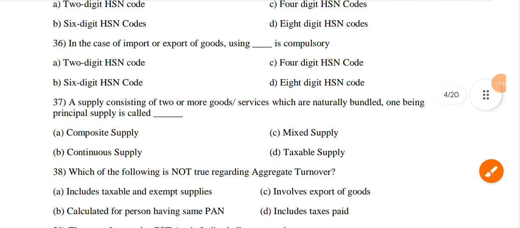Next question. In case of import or export of goods, using dash is compulsory. Option A 2-digit HSN code, B 6-digit HSN code, C 4-digit HSN code, and D 8-digit HSN code. The correct option is D.